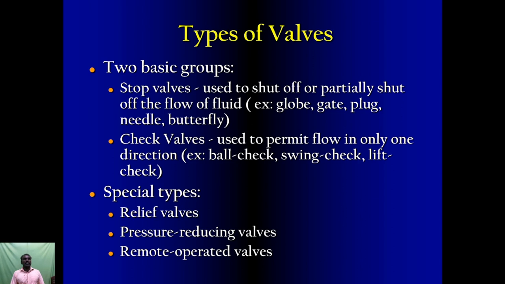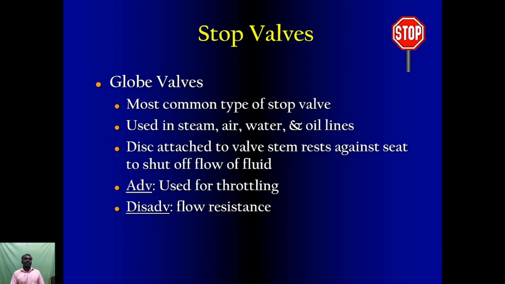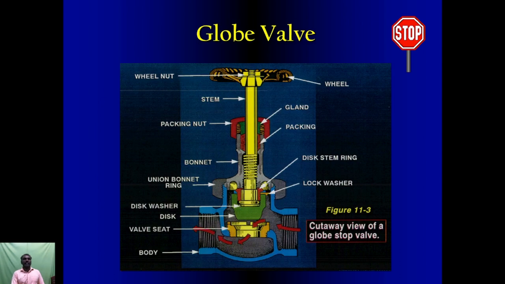Special types. We have three special types: relief valves, pressure reducing valves, then remote operated valves. The stop valve, first thing is the globe valve. It is the most common type of stop valve, which is used in steam, air, water and oil lines. A disc attached to a valve stem rests against a seat to shut off the flow of fluid. Advantage: used for throttling purposes. Disadvantage is flow resistance. Then this is a schematic diagram of a globe valve.